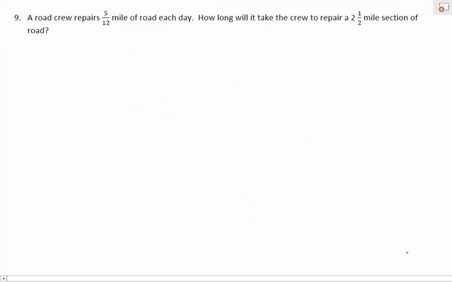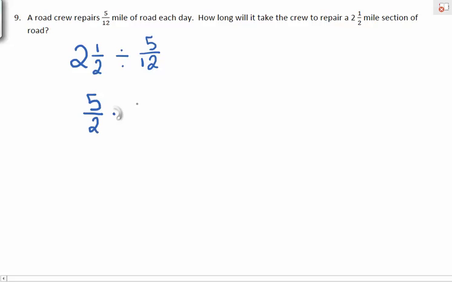Number 9. A road crew repairs 5/12 of a mile of road each day. How long will it take the crew to repair a 2.5 mile section of road? Well, we have 2.5 miles, and we want to break it up into individual days. Anytime we want to take something large and break it up into smaller pieces, we'll divide. The first step would be to convert this to a fraction. 2 times 2 is 4, plus 1 is 5.